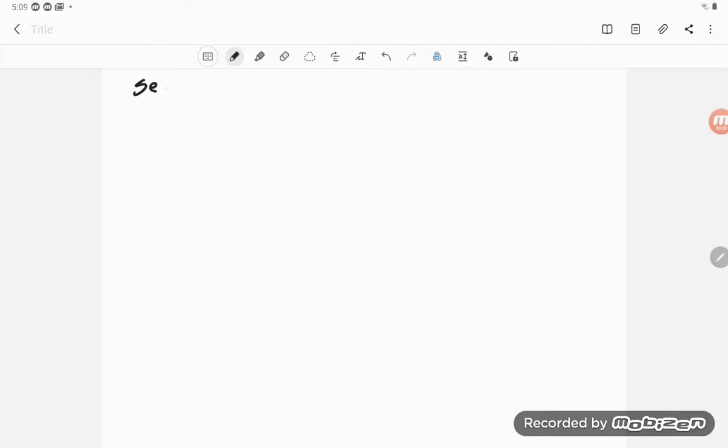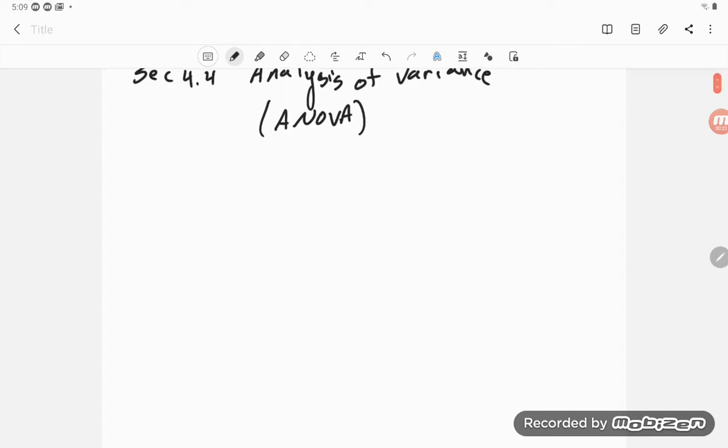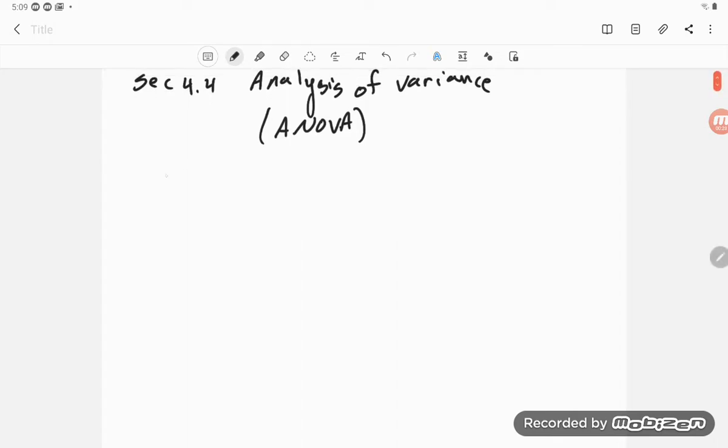So this is section 4.4, and this is a particular technique called analysis of variance. For short, people say ANOVA. The whole idea here is that we want to compare two variables.